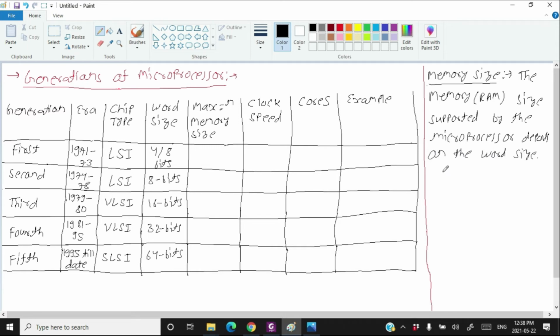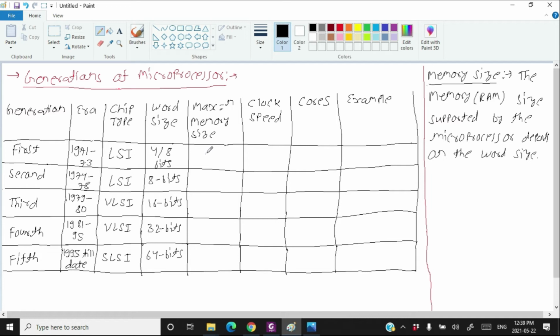If you want to calculate how the memory size is dependent on the word size, then there is a formula. I can explain the concept, but I'm not going into those details because that is not in your syllabus. But you have a formula using which you can calculate the size of memory depending on the word size. Lower the word size, lower memory will be supported by the microprocessor, and higher the word size, higher memory will be supported by the microprocessor.